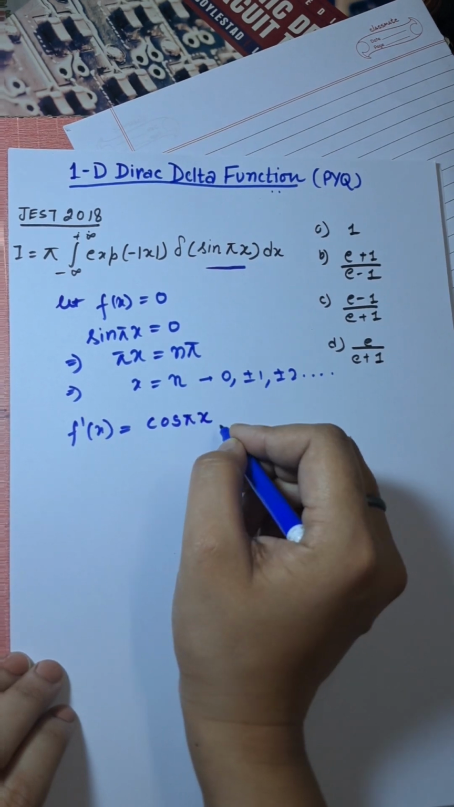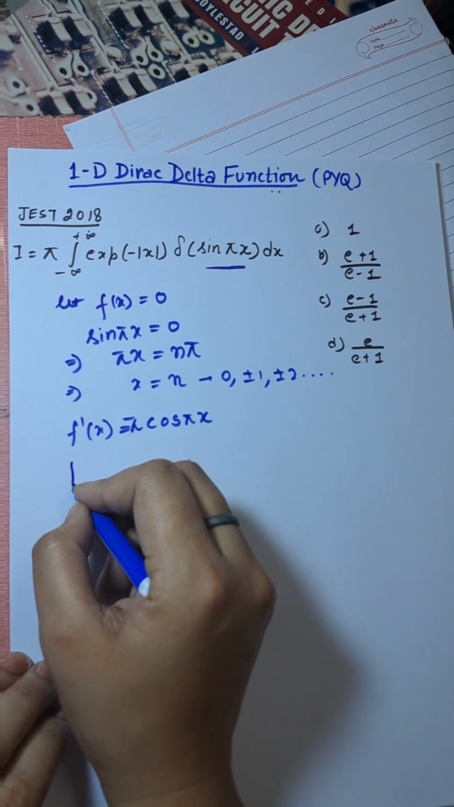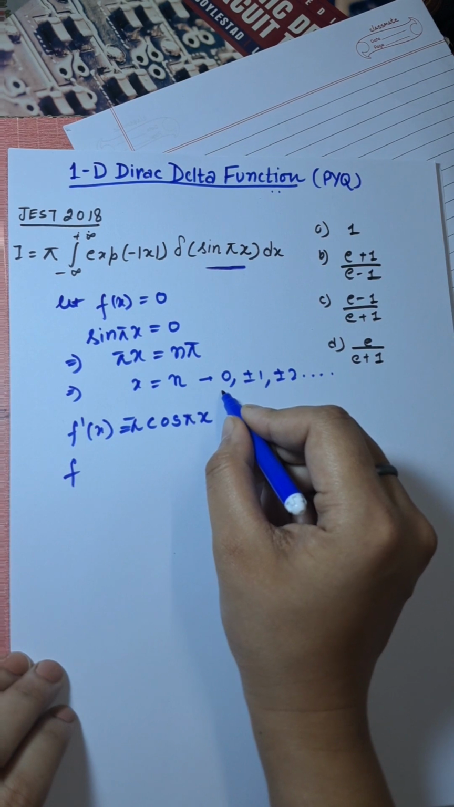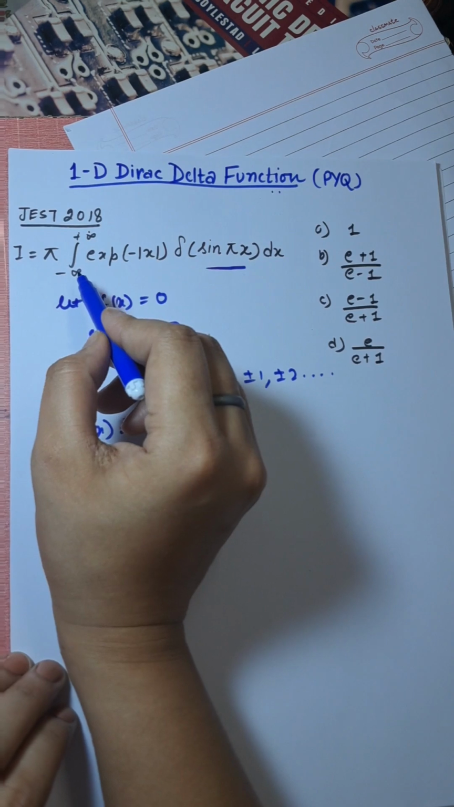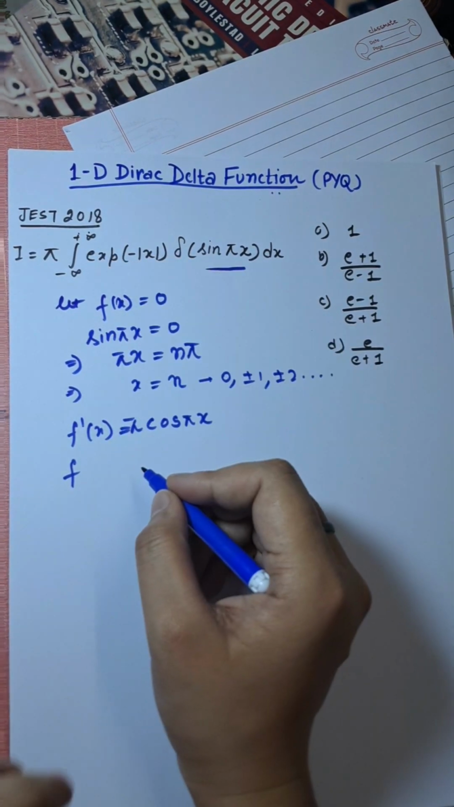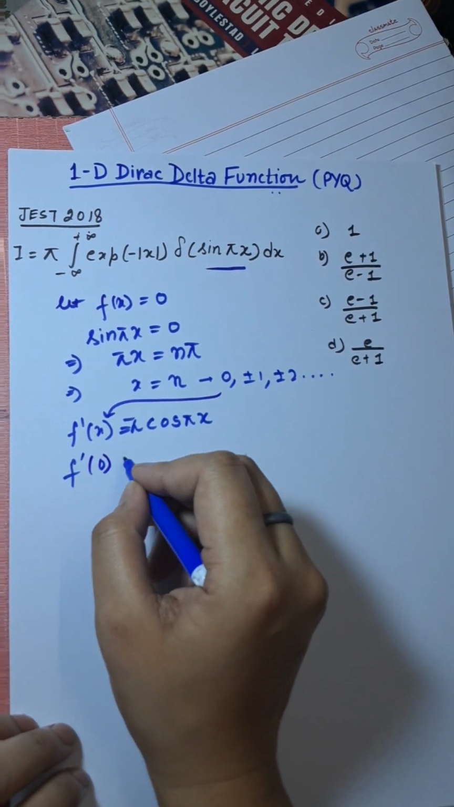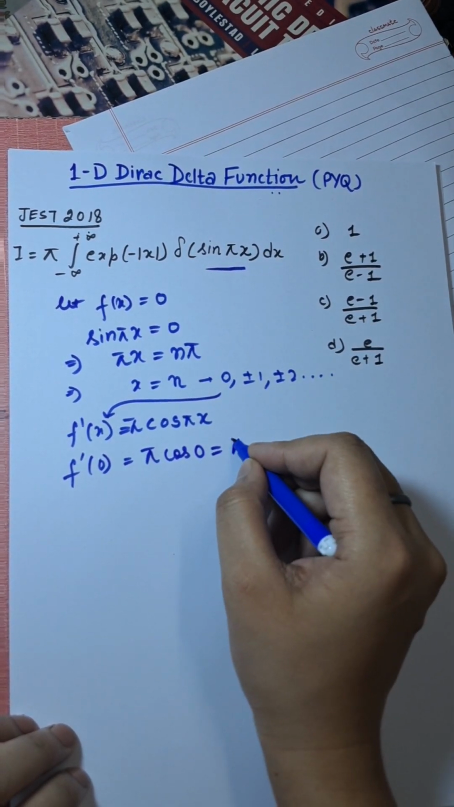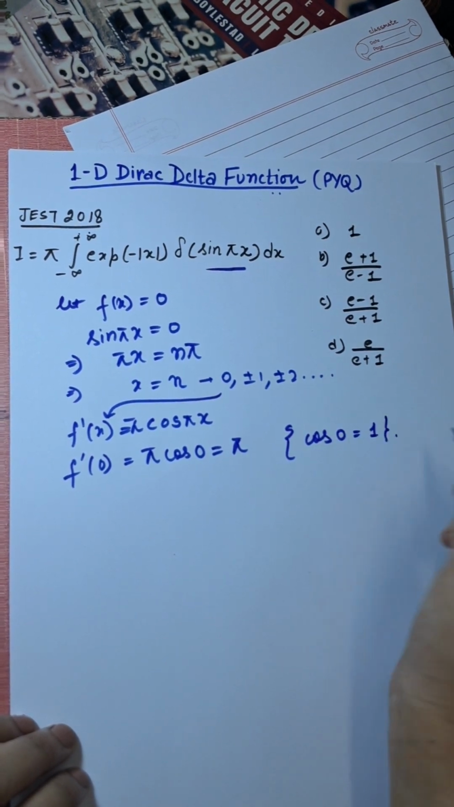pi cos(pi x). Okay, now step 3. Since these n values all lie within the integration limit. Now let us put these values here. So f'(0) equals pi cos 0 equals pi, as cos 0 equals 1.